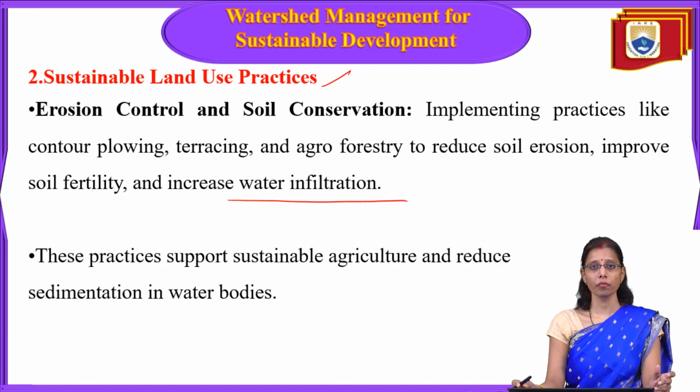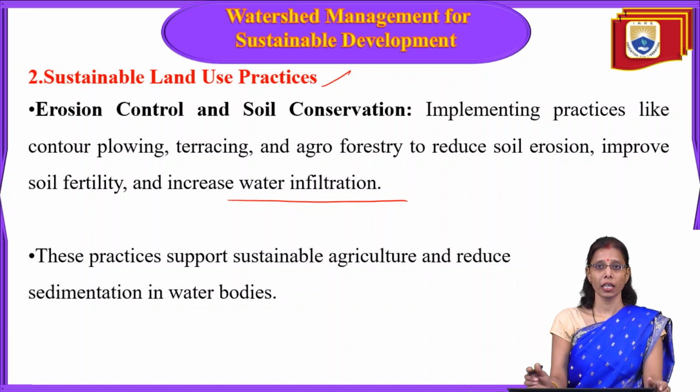When you plant more and more trees, when you do terracing farming, when you do more and more reforestation, it will reduce the soil erosion, and it will also improve the soil fertility, because once you grow more and more plants, when you do reforestation, you will stop the deforestation. That means the upper layer of the soil will not be washed away whenever the rainfall occurs. The soil fertility will be maintained, and increased water infiltration may happen.